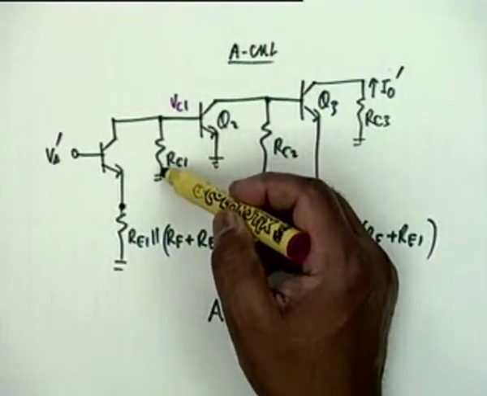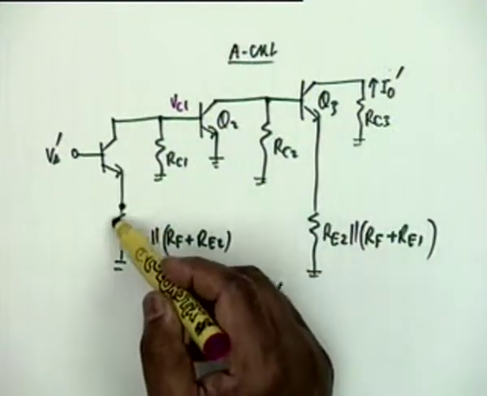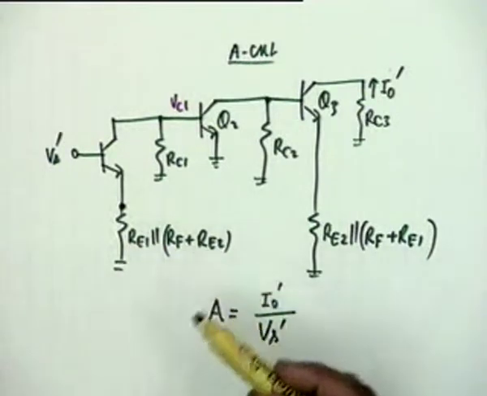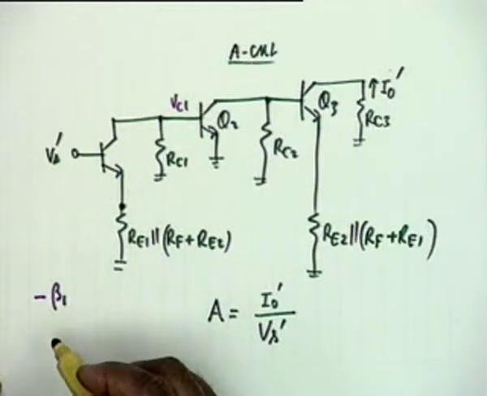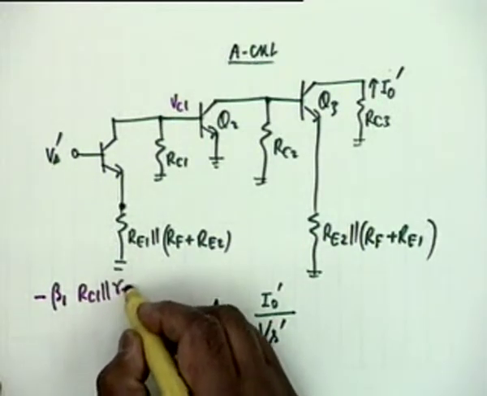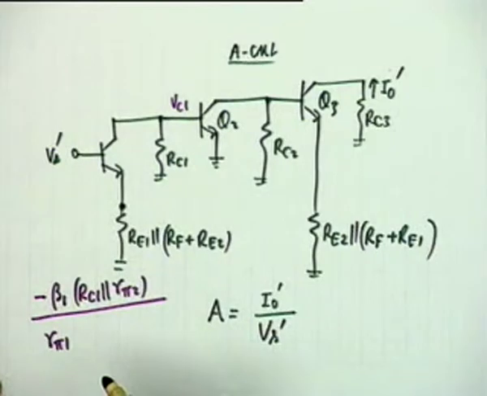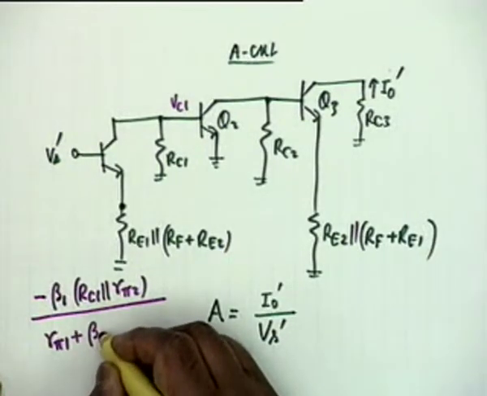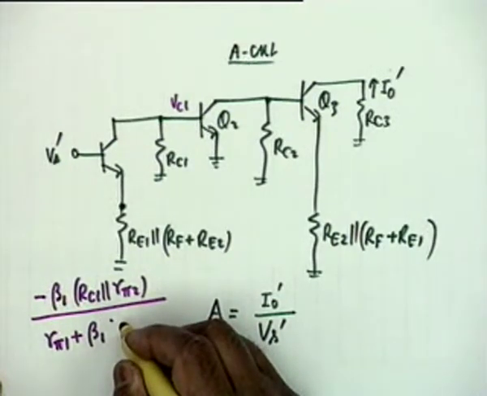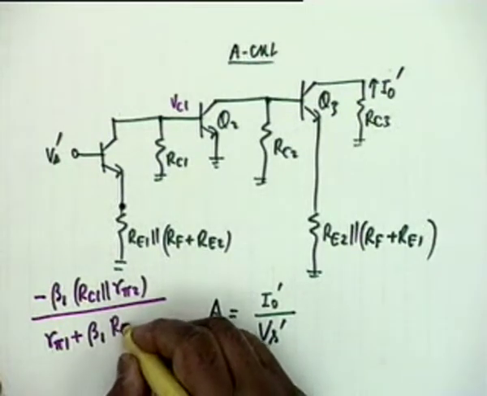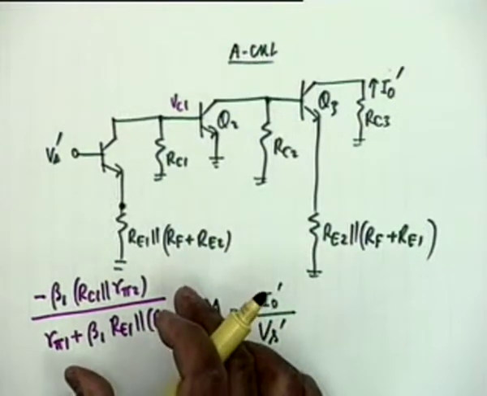Now the actual effective load is Rc1 parallel R pi 2. Okay, and there is a resistance here, and therefore the gain shall be simply minus beta 1 Rc1 parallel R pi 2 divided by R pi 1 plus beta 1 Re1 parallel Rf plus Re2. Actually it should be beta 1 plus 1, but we ignored that. Agreed? This is the gain of the first stage.